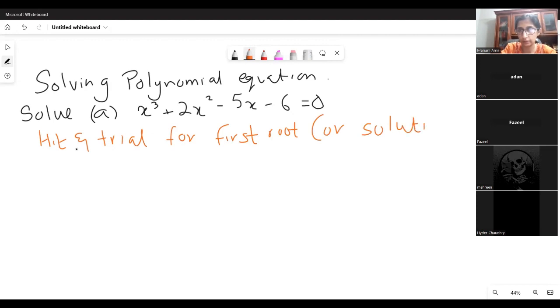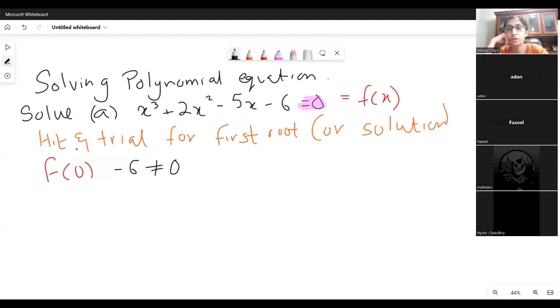Hit and trial का मतलब है कि let's equate this to f(x). So let's see if f(0) is true. Does f(0) give us an answer of 0? क्योंकि equals to 0 है. तो अगर हम f(0) करें तो हमारे पास 0 + 0 + 0 - 6 आ जाता है. So no, we get -6, which is not equals to 0. So 0 is not a root of this equation, or 0 is not a solution of this equation.